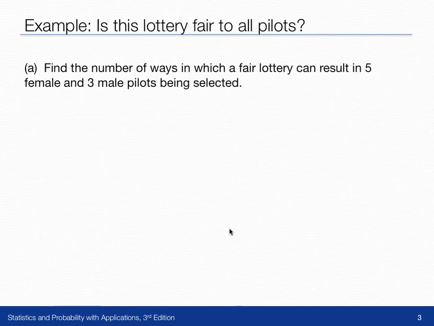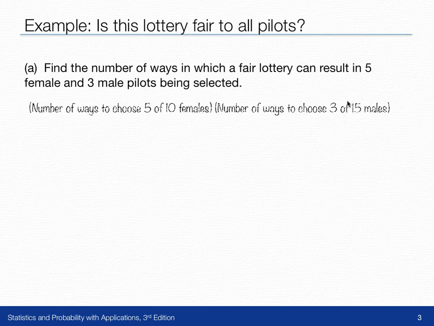So what we want to do in part A is find the number of different ways in which a fair lottery could have resulted in such a group. So we want the number of ways to choose 5 of the 10 females and the number of ways to choose 3 of the 15 males. And we're going to multiply them because these are independent decisions that we're making.